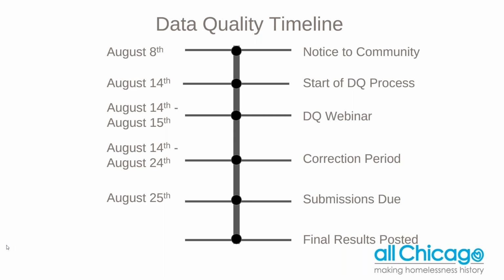I like to put this here because even though the submission date is August 25th, the correction period being until August 24th just means that ideally you want to make any corrections by this date, so that you have the next day to actually pull the corrections that you made. If you make corrections on August 25th, you won't be able to pull a report on August 25th that's going to reflect that information. I don't have a date for the final results being posted, but ideally it's going to be the following week.